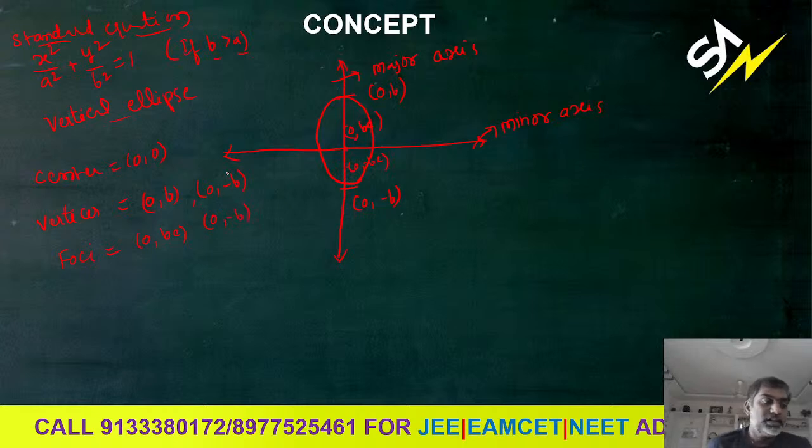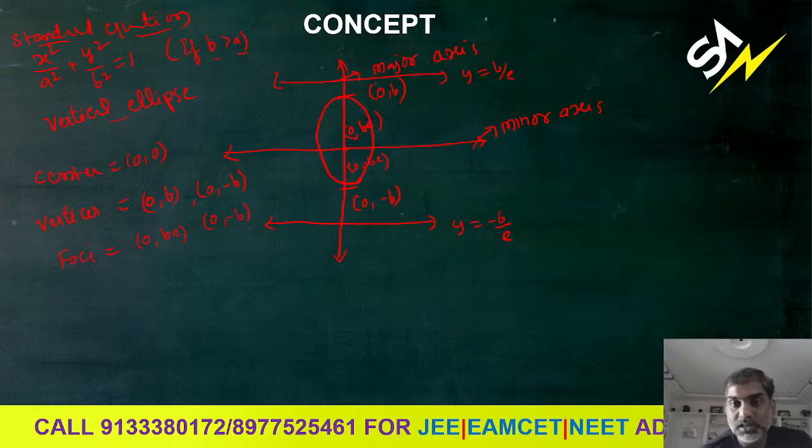Right. Next, the equation of directrix. Here one directrix we can get. Here also we can get one directrix. What is the equations of this directrix? This is y equals b over e, and this is y equals negative b over e.